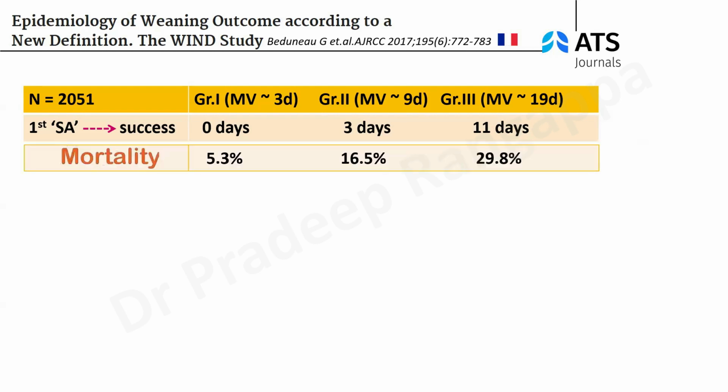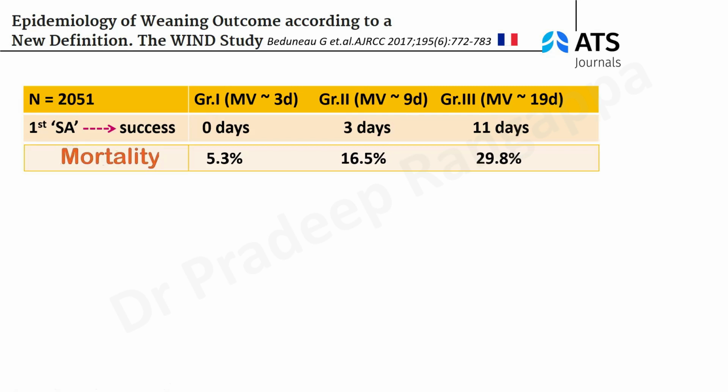If you look at the mortality in group one, where patients were successfully weaned and extubated at the first attempt, it was 5.3%. But in group two, where weaning took more than 3 days, it was 16.5%, and there is 29.8% mortality where weaning took about 11 days. So there is a linear correlation with the outcome of the patient if subsequent weaning attempts have failed and if weaning has exceeded 7 days. It has a linear correlation with mortality, which is what was shown in this study.